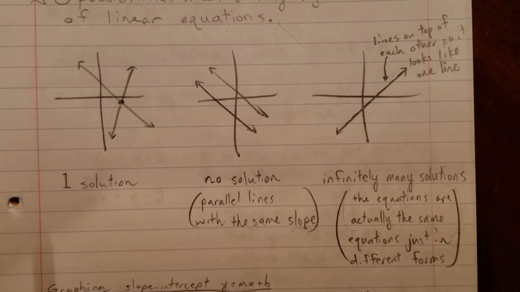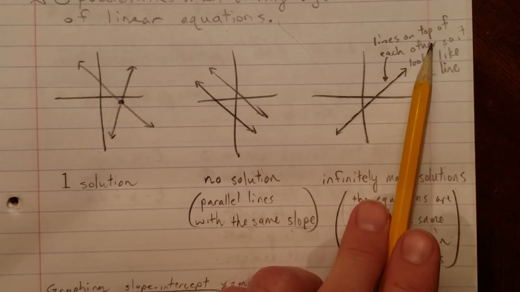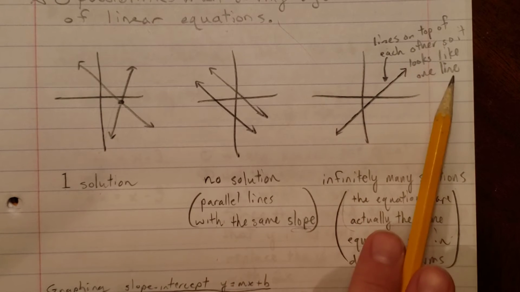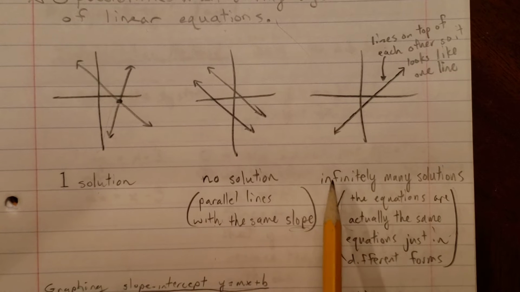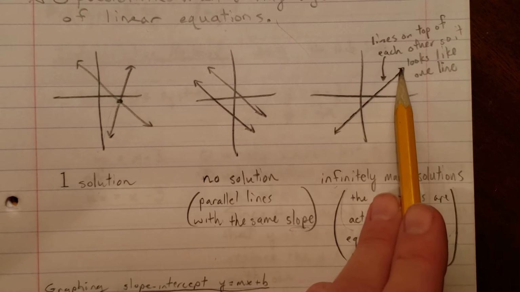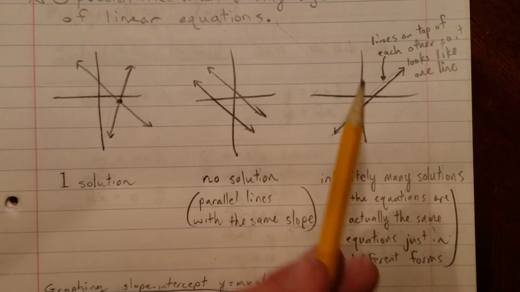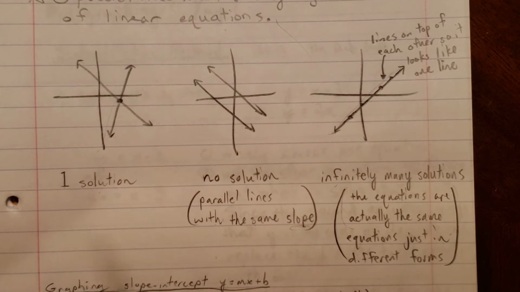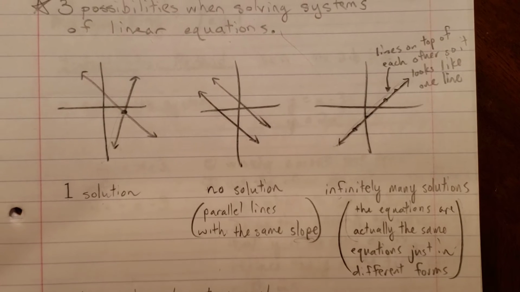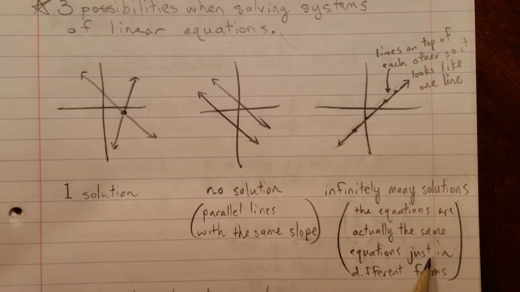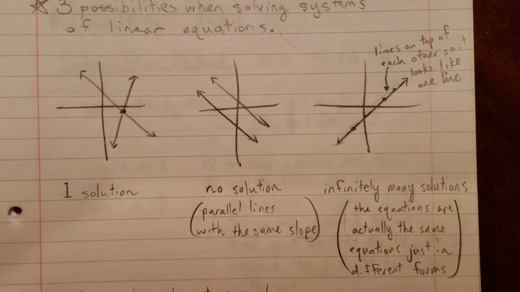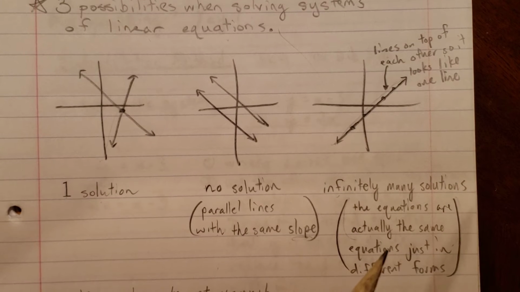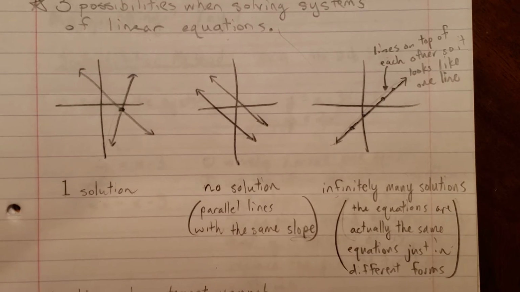And the last one is here. Lines on top of each other, so it looks like they are one line. This is called infinitely many solutions because when the lines are the same exact lines, every single point will satisfy both of those equations because guess what? They're actually the same equation. The equations are actually the same equations, just in different forms. So maybe one was written in standard form and the other was written in slope-intercept form, and when you graph them, you're like, wait a minute, they're the same line.